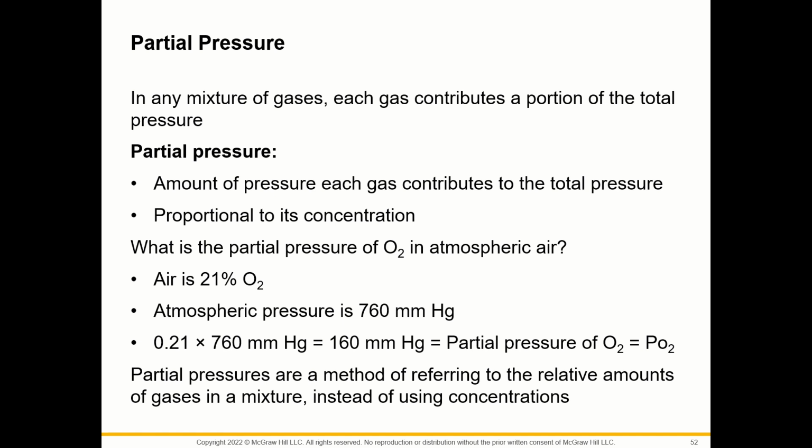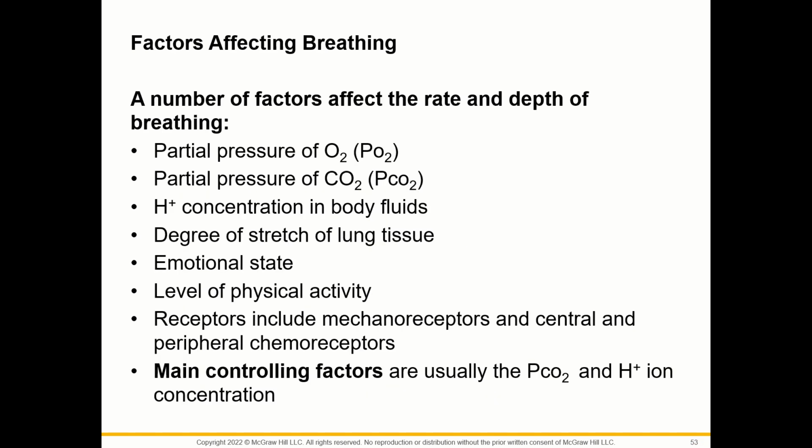So you can calculate that 0.21, which is 21%, times 760 millimeters of mercury equals 160 millimeters of mercury, and that's the partial pressure of oxygen. We abbreviate that PO2. Partial pressures are a method of referring to the relative amounts of gases in a mixture instead of using concentrations.